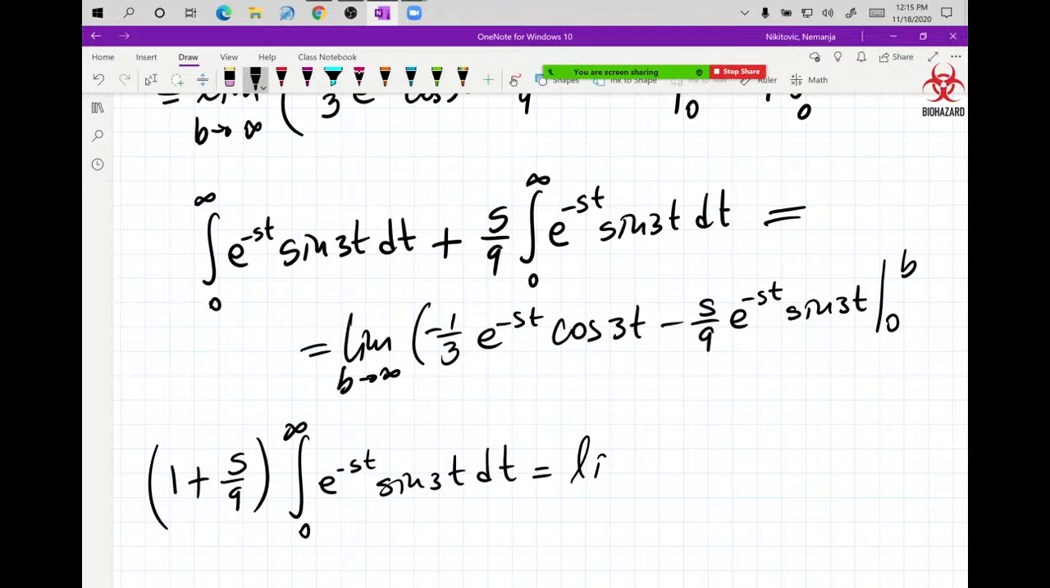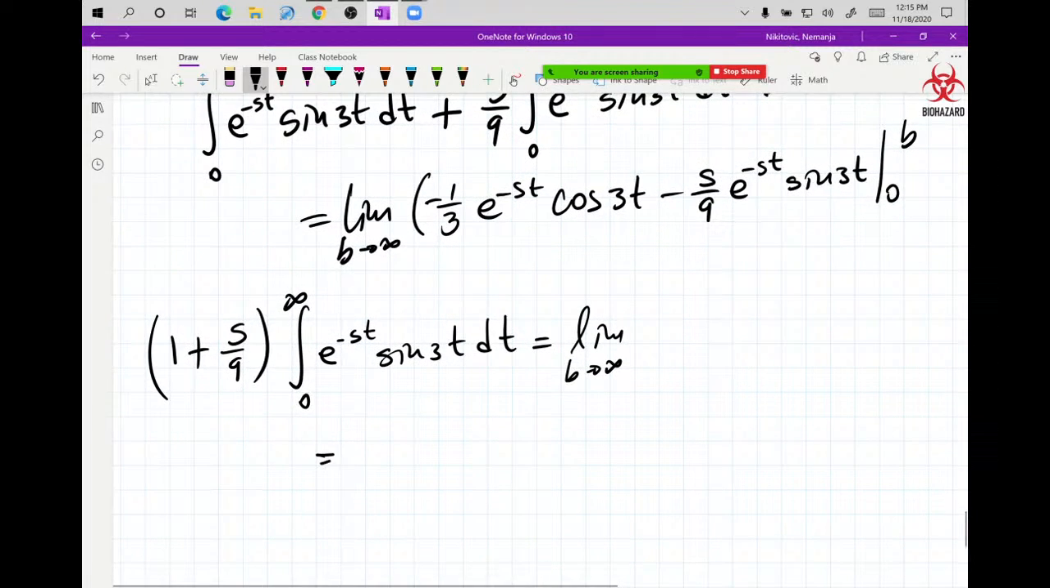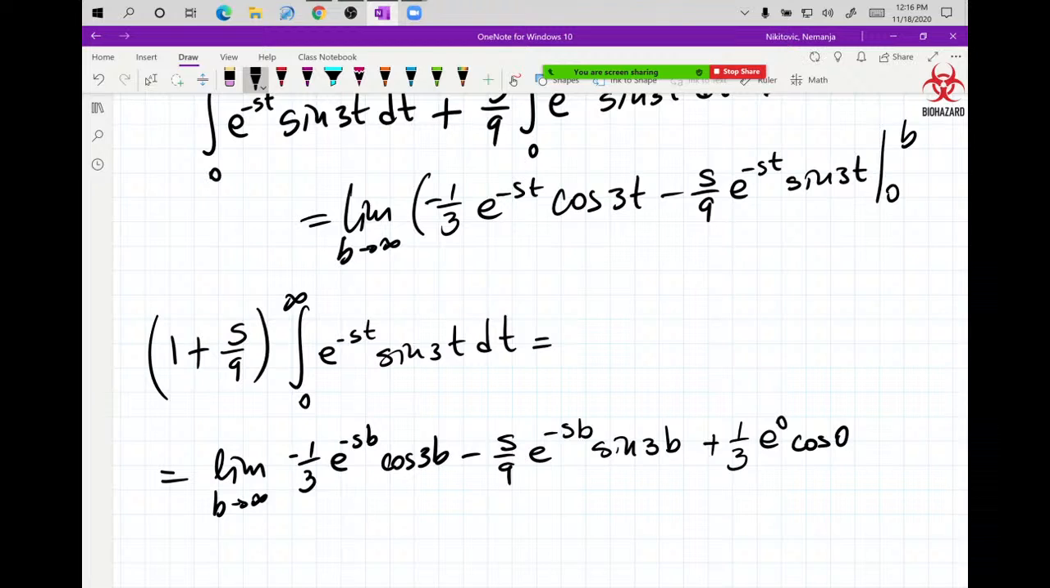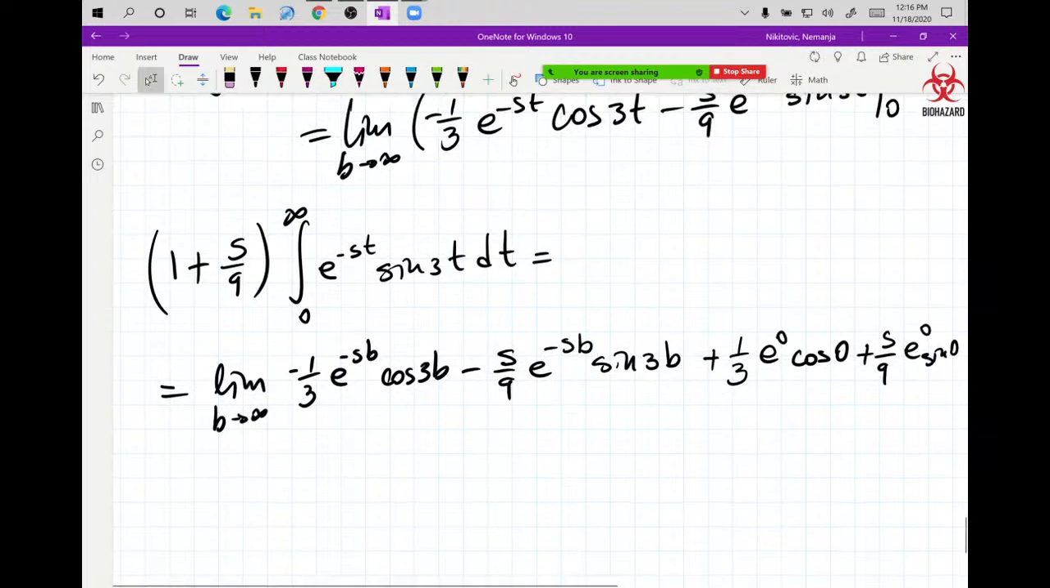And on the right-hand side, you plug in these b's and you try to solve the problem. So you have limit b goes to infinity, because I need to write it 2 times now, of negative 1/3 e to the negative sb cosine 3b, minus s over 9 e to the negative sb sine 3b, minus, and now you plug in a 0. When you plug in 0, the exponentials become 1, so it becomes plus 1/3 e to the 0 cosine 0, and plus s over 9 e to the 0 sine 0.